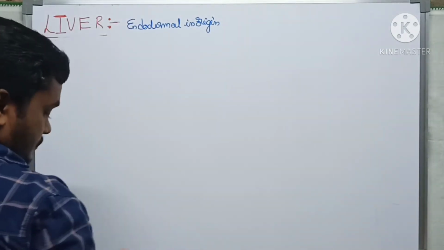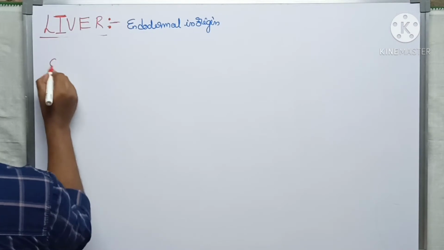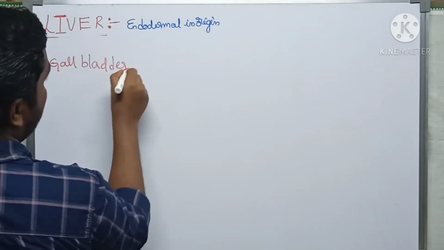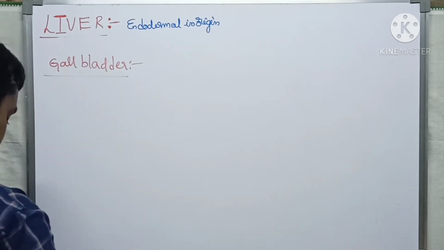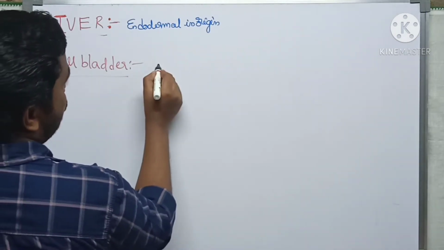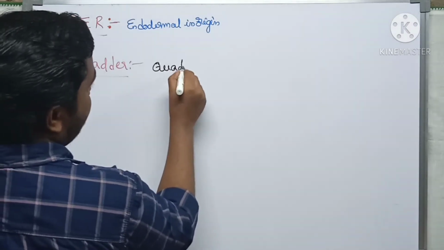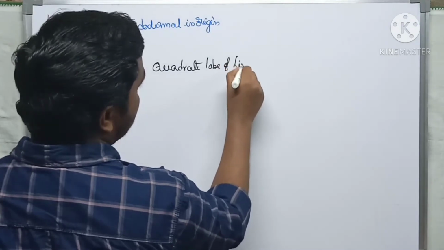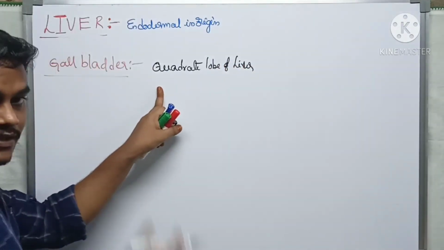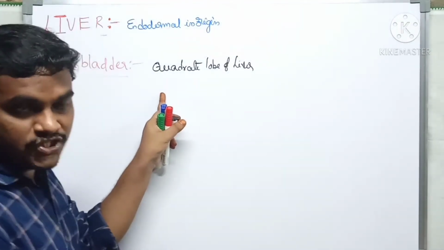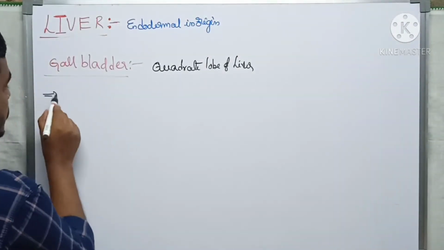So the gallbladder is attached to the quadrate lobe of the liver. The quadrate lobe is attached slightly below the right hepatic lobe. It is a pear shaped structure.